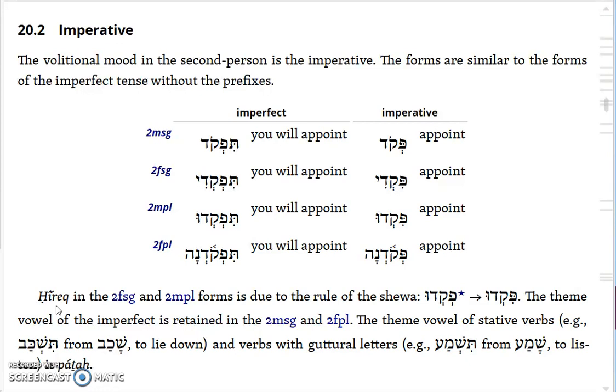The imperative only occurs in the second person form. It gives a command. And so here you have pakad in the imperatival forms. Pakod gives the command appoint, addressing an individual guy. And then pikdi commands a woman to appoint. And then pikdu would be a group that would include at least some guys, commanding a group to appoint. And then pakodna would be a feminine plural group and telling them appoint.